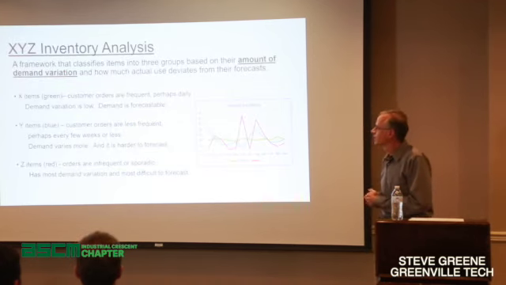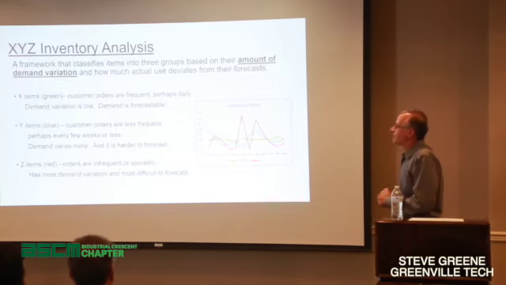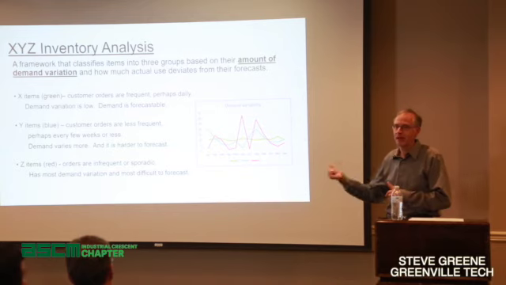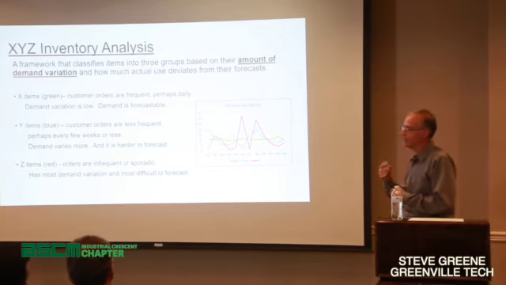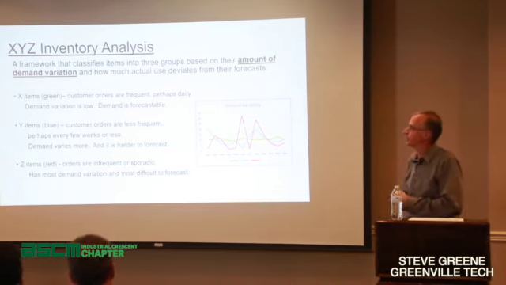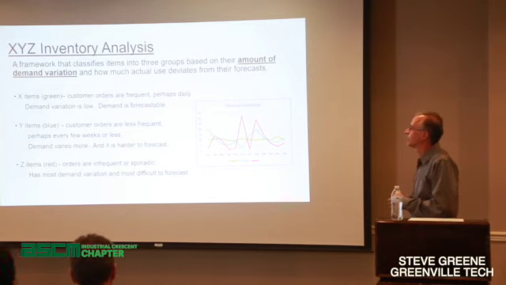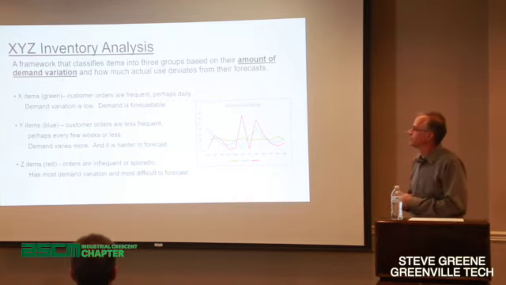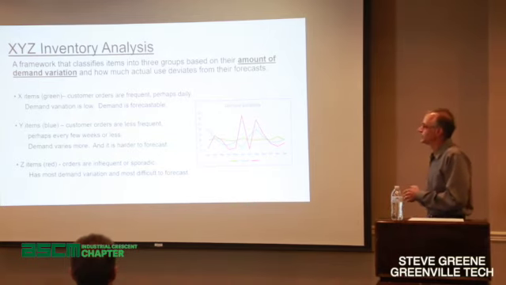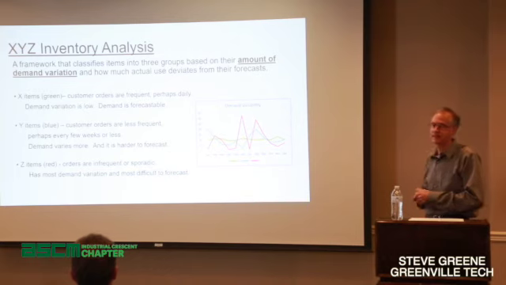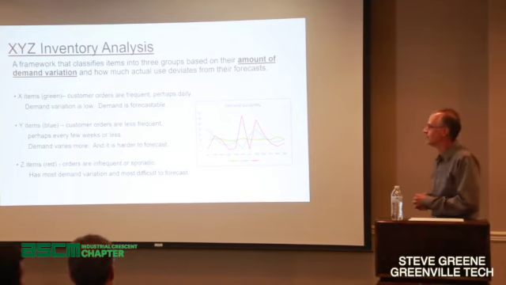Okay, so with those drawbacks and considerations, we're going to pair ABC analysis with the second method of inventory analysis, which I'm covering tonight, XYZ analysis. It's a framework that classifies items into 3 category groups based on the amount of demand variation and how much the actual use deviates from their forecast.